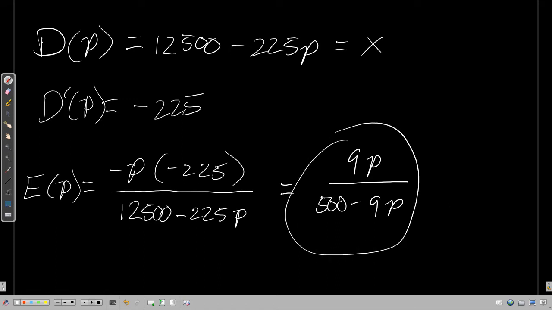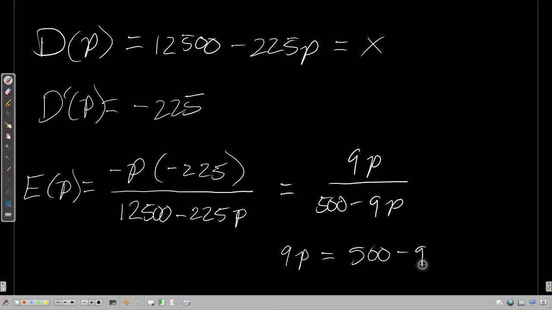That's where the numerator and the denominator are the same quantity. So that's 9p being equal to 500 minus 9p. Add 9p to both sides and then divide by 18, then p is 500 over 18. So to maximize their revenue, they should set the price to $27.77.